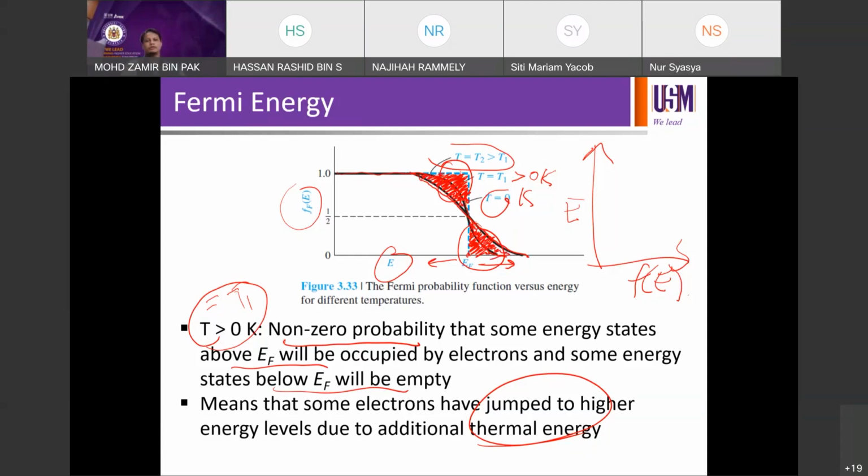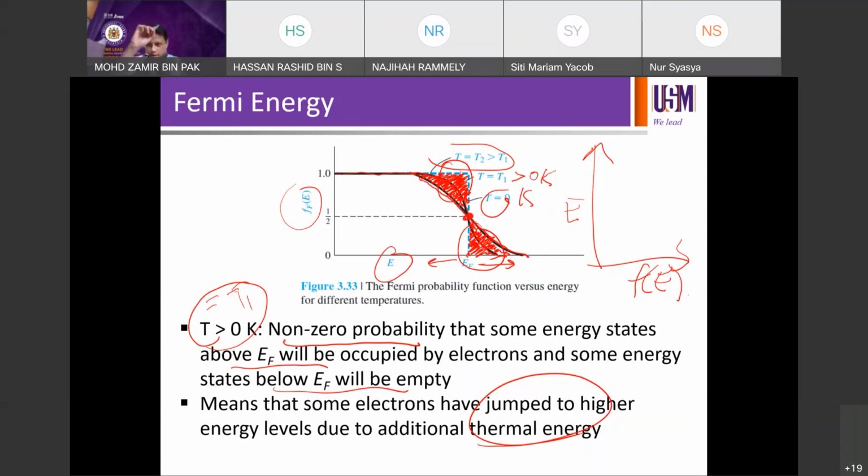Right? So can you notice the areas under the curve for the left and the right, are they the same at T equals T2? Can you see left and right? Same, right? So the same thing repeats. It's just that more and more electrons are thermally excited into higher energy states, right?